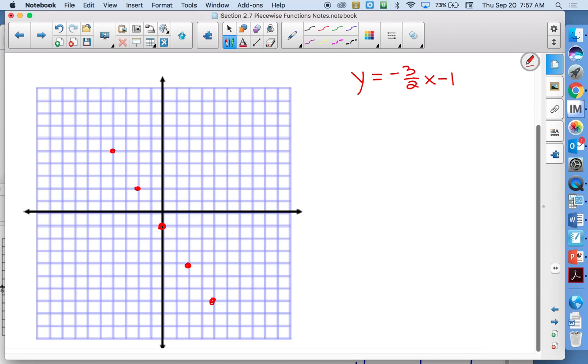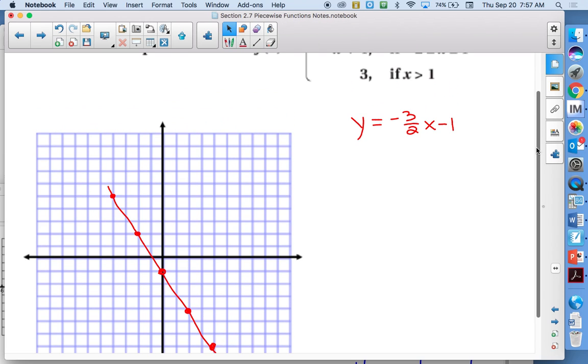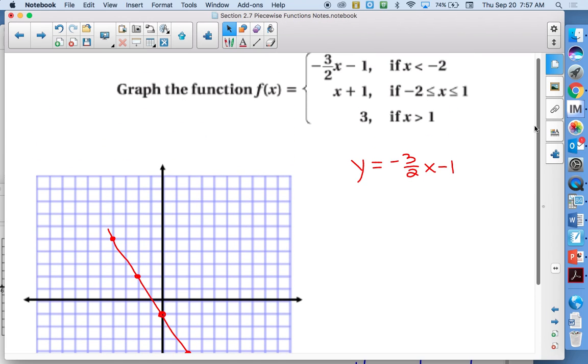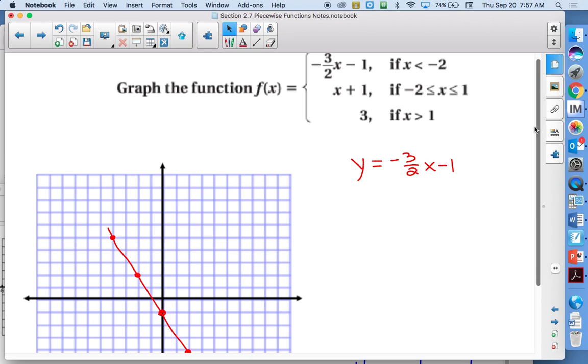If you have a pencil, I'm going to draw this line in lightly. If you have a pen, maybe make it an erasable pen, because we're going to erase part of this line. So that is the line y equals negative 3 halves x minus 1. However, that line has a domain that says x is less than negative 2.